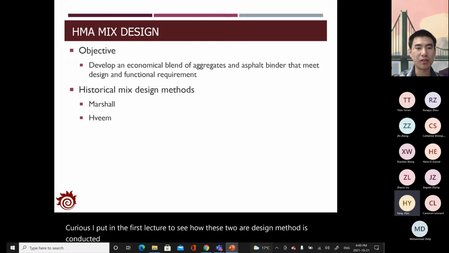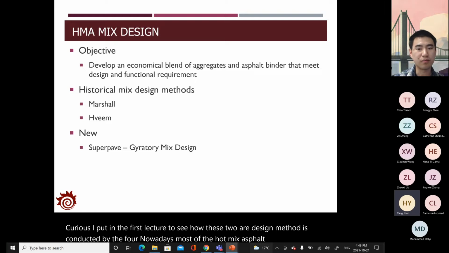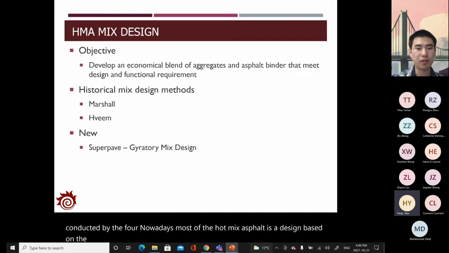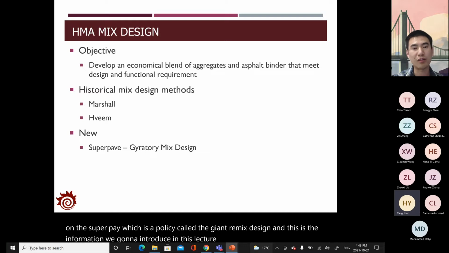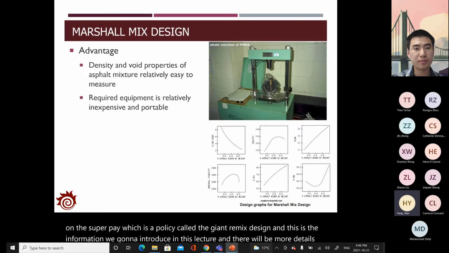But nowadays, most of the hot mix asphalt is designed based on the SUPERPAVE, which is also called the gyratory mix design. And this is the information we're going to introduce in this lecture. And there will be more details about each step of the design.